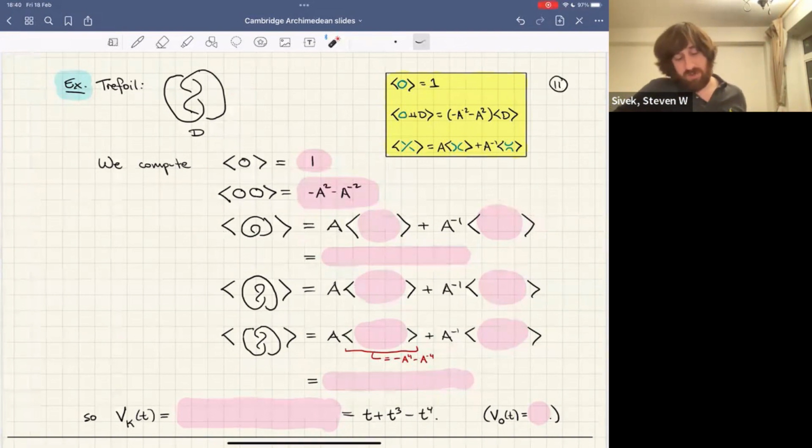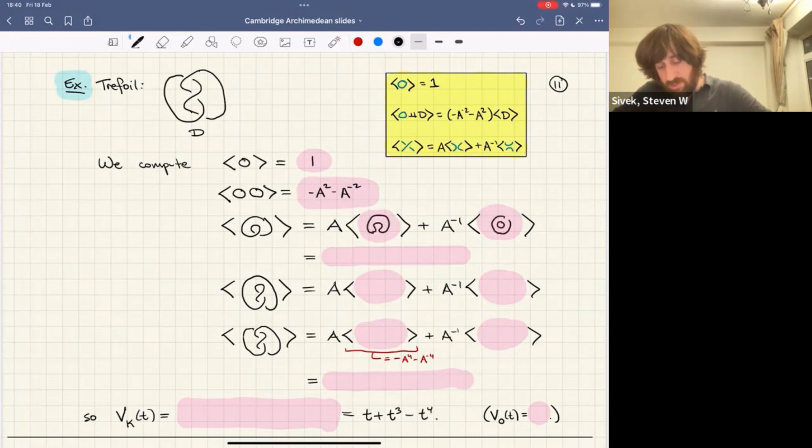we get to apply this skein relation at this crossing. So we resolve it in one of two ways. One of them looks like this, and the other one looks like this. Okay. And now we know the bracket of this is 1. We know the bracket of this is minus A squared minus A to the minus 2. So I'm going to cheat and just double check my notes here. I think the answer we get is, well, A times 1 plus A inverse times minus A squared minus A to the minus 2. That should be A to the minus 3.